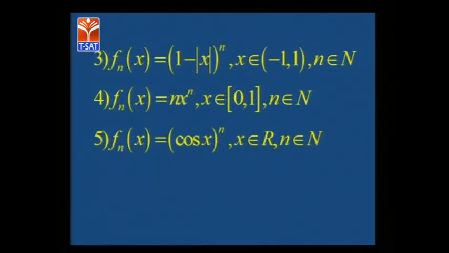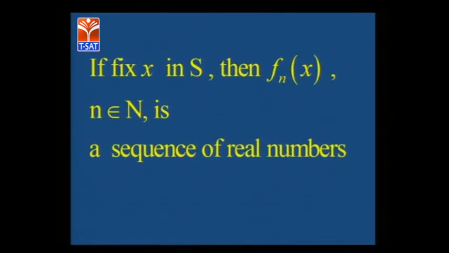And the fourth example, fn x equal to n into x power n. In this example f1 x equal 1 into x power 1, f2 x equal 2 into x square, f3 x equal 3 into x power 3, and so on. Similarly, we define another one, fn x equal cos x power n: f1 x is equal cos x power 1, f2 x equal cos x whole square. This is the way a sequence of functions can be defined.